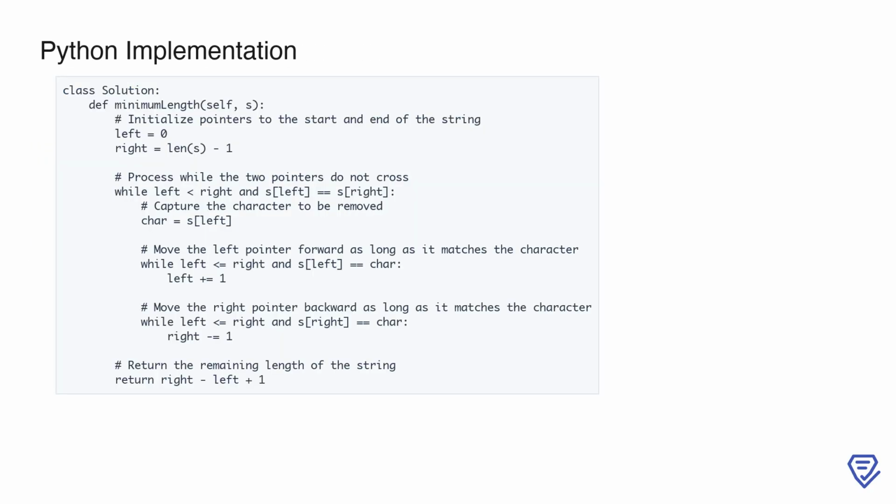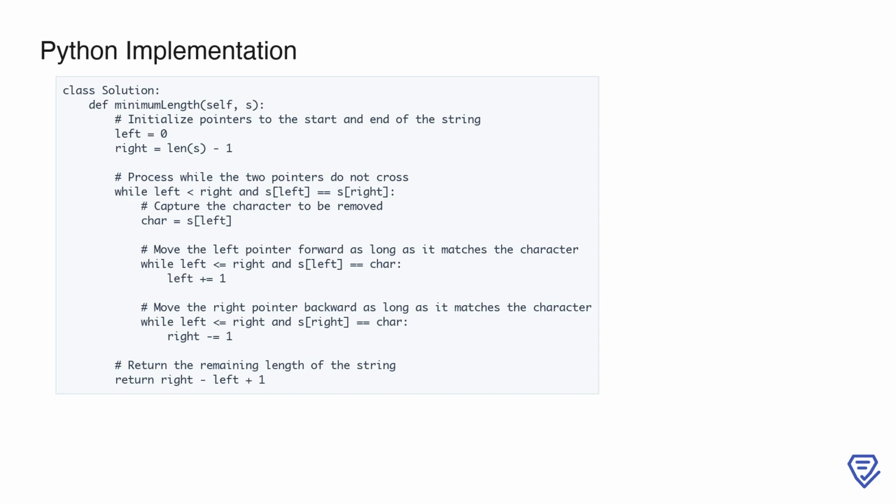This implementation solves the problem of finding the minimum length of a string after repeatedly removing matching characters from both ends. The process involves two pointers, left and right, that start at the beginning and end of the string, respectively. The algorithm operates in a loop while the two pointers have not crossed and the characters at both ends of the string are equal. When a match is found, the algorithm captures the character to be removed and adjusts both pointers inward. The left pointer moves forward as long as it encounters the same character, and the right pointer moves backward for the same condition.